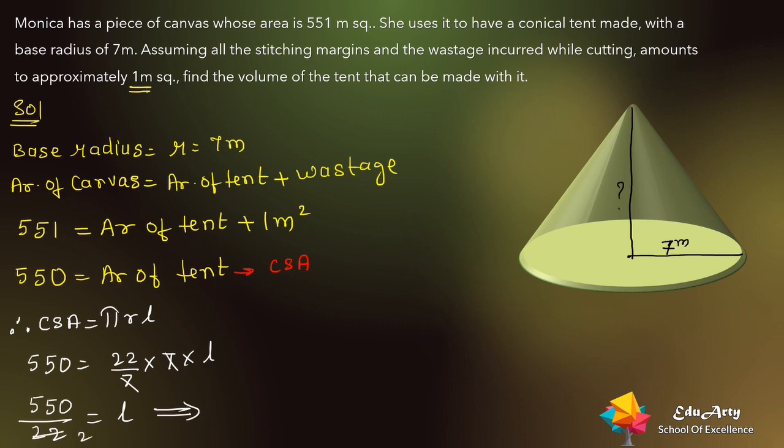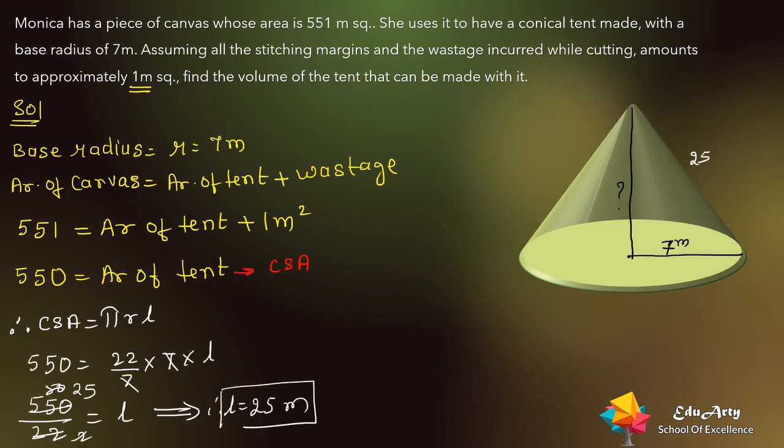11 to za 1150, so how much will L be? 25, correct. Okay, so you got this is equal to 25 now. Therefore we can say L is equal to 25 meters.